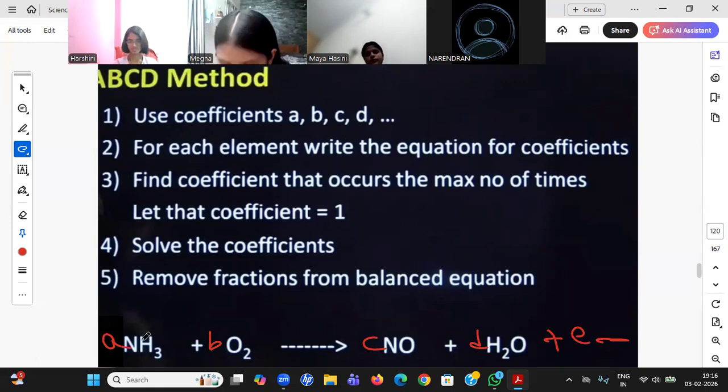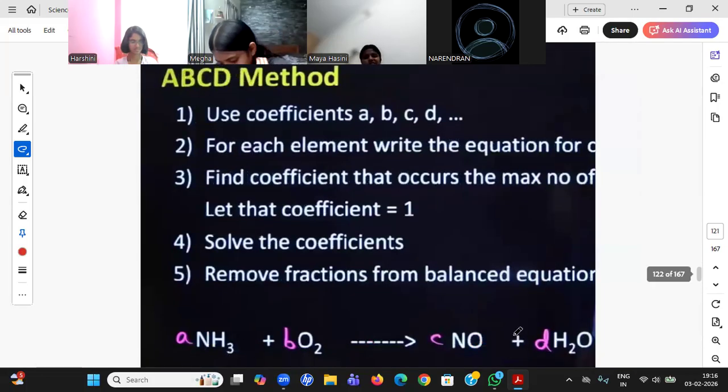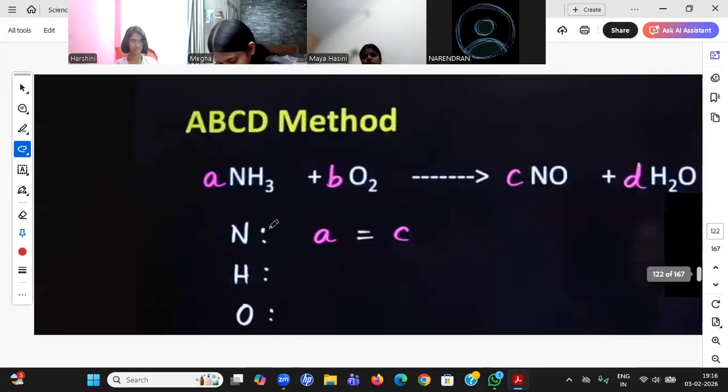ABCD method doesn't mean I should stop with ABCD. It is A, B, C, D, E, F, G, H, everything. First, I have used these coefficients. For each element, write the equation for coefficients. What does that mean? Start with A, B, C, D, and write the equations for each element. Nitrogen is there, hydrogen is there, oxygen is there.